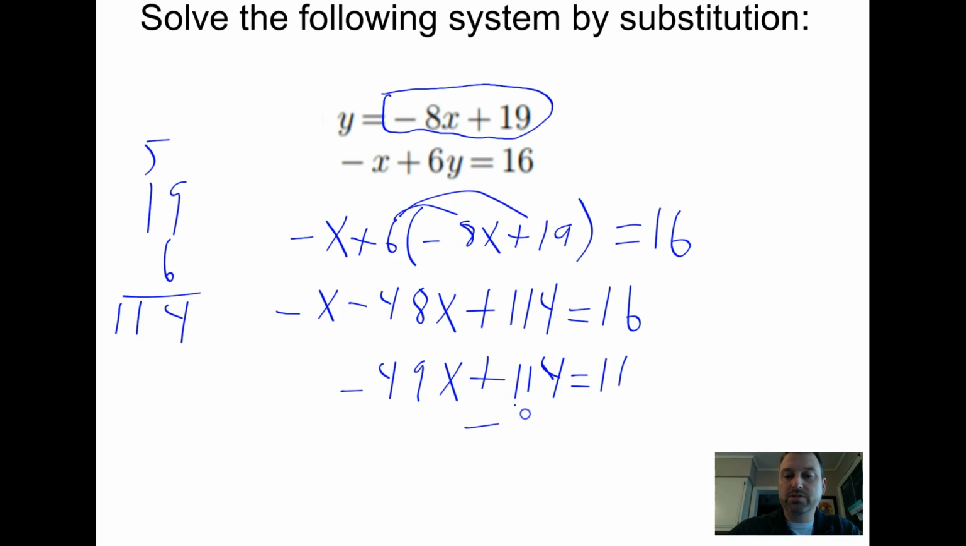Subtract 114 to both sides. My wife's making faces at me, so you can see that.